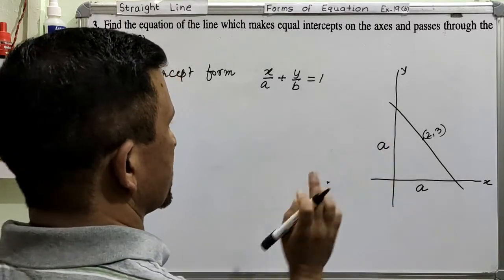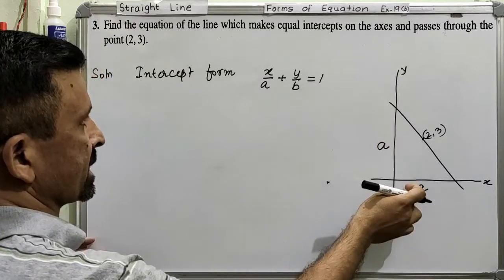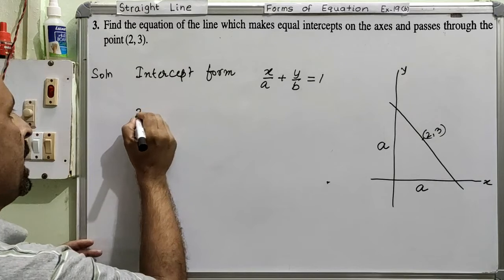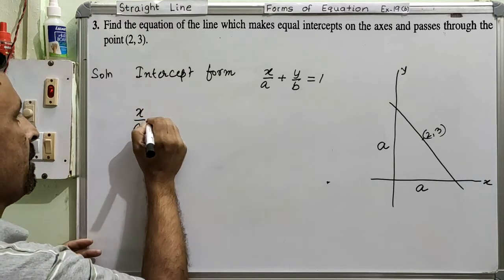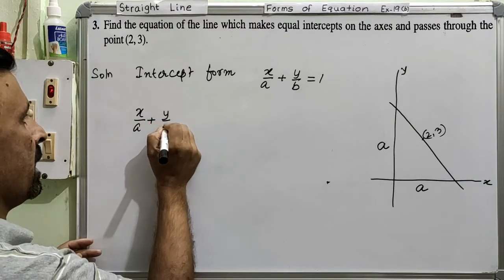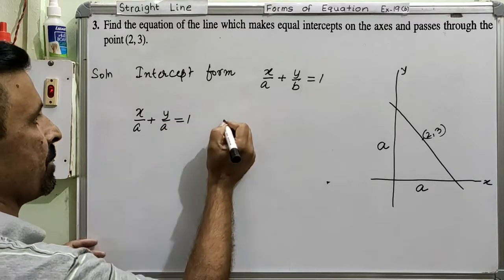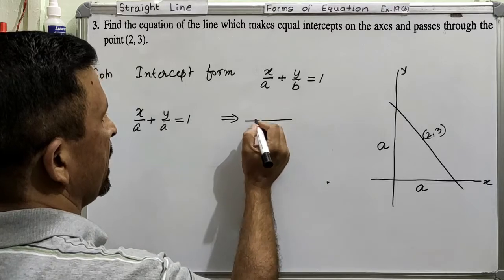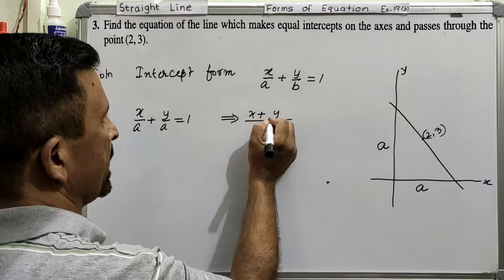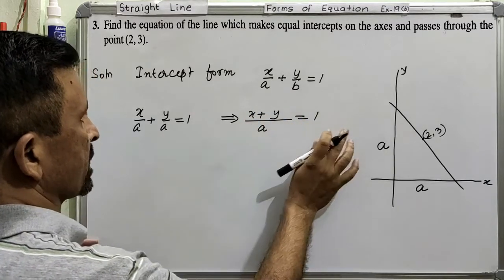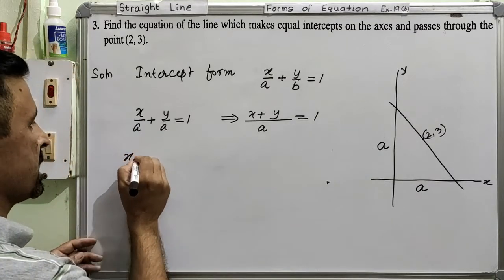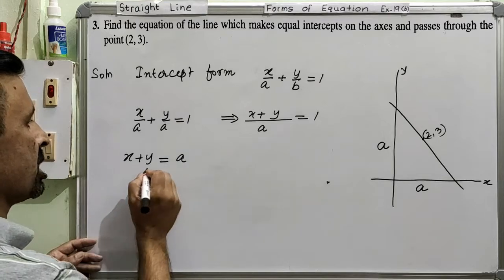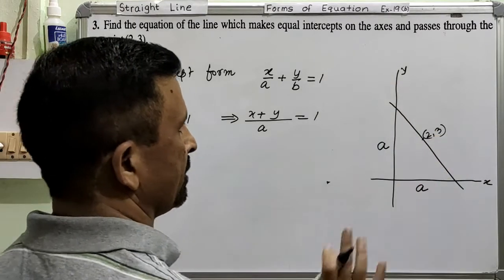Now we will use this value. First of all, the intercepts are the same. That means this is A and this also is A. So x over A plus y over A is equal to 1. Now let us simplify. The LCM of these two will be A, and the numerator will be x plus y, and is equal to 1. Cross multiply, and your final equation is x plus y is equal to A. Clear? So this is your equation of this line.